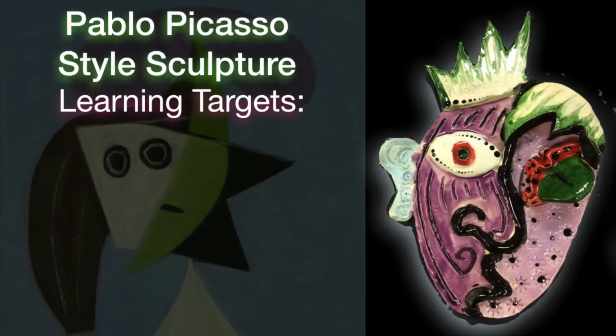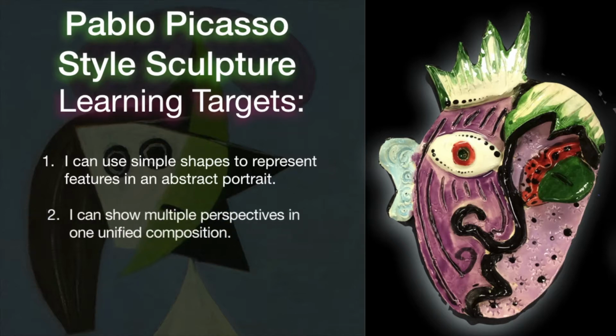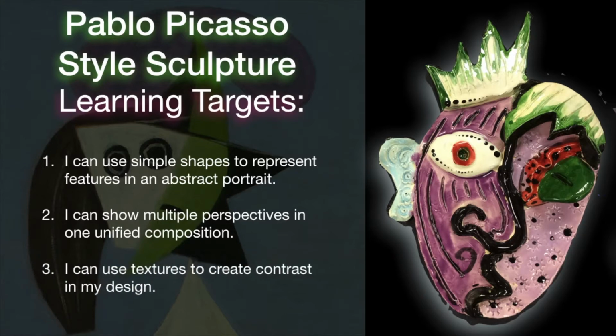Today we're going to make a Picasso-style relief sculpture using a slab of clay. The learning targets for the project are going to be: 1. I can use simple shapes to represent features in an abstract portrait. 2. I can show multiple perspectives in one unified composition. And 3. I can use textures to create contrast in my design.